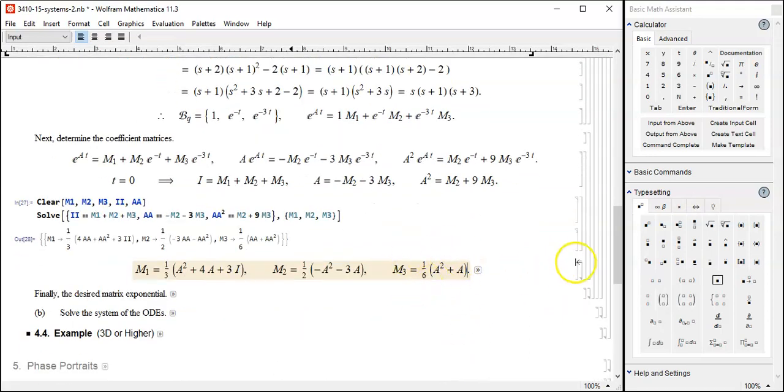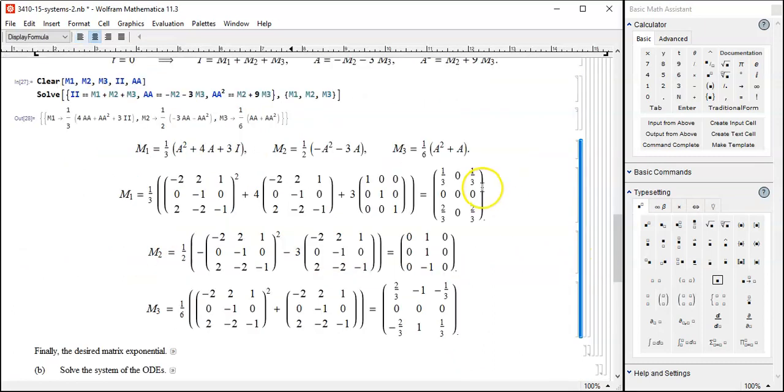So we can calculate these. M1 is 1/3 of a squared plus 4a plus 3i, like this. And M2 is 1/2 of negative a squared minus 3a. M3 is 1/6 of a squared plus a. In any case, we did all these computations. Tedious, but these are just completely algorithmic, so computers can handle it without too much trouble. I had a lot of trouble typesetting all these, actually. The computation was not.